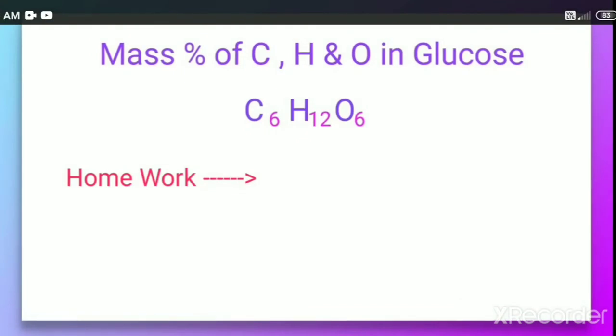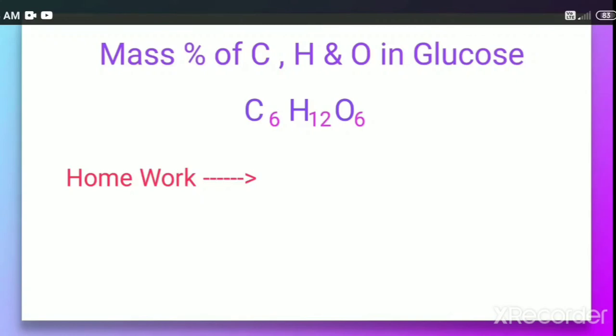Here there is one problem for you. Homework. You have to find out the mass percentage of carbon, hydrogen and oxygen in glucose. The formula of glucose is C6H12O6. As we have done in water and ammonia, here three elements are there: carbon, hydrogen and oxygen.